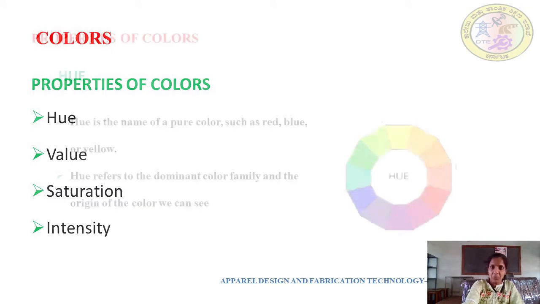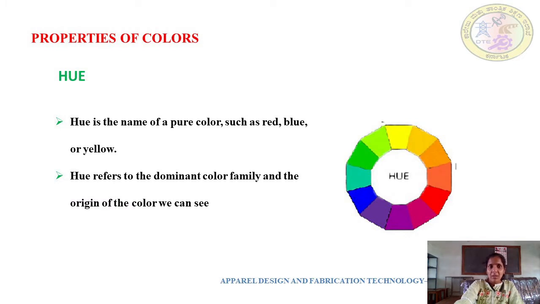What is hue? Hue is the name of a pure color. Hue is a property which means how the color originally performs, how it gives the richness and brightness and the feel of the color, and how it attracts people.